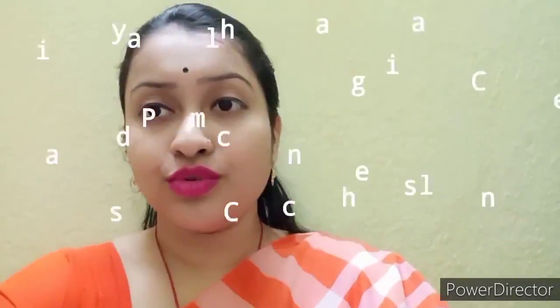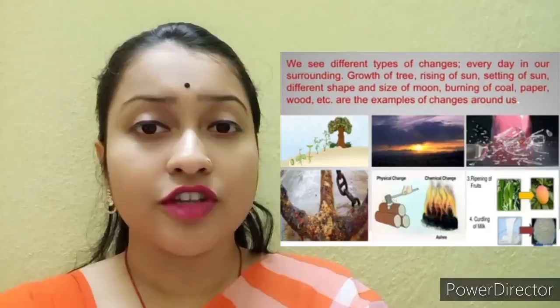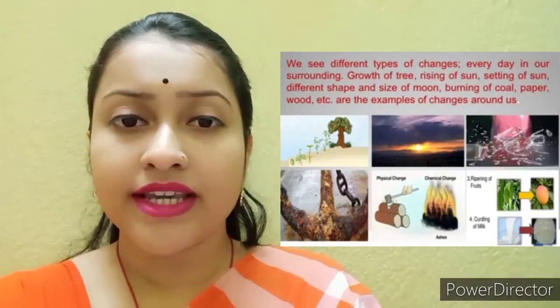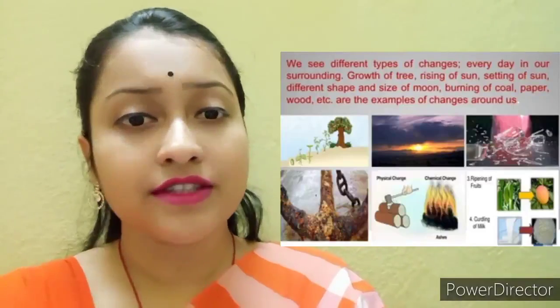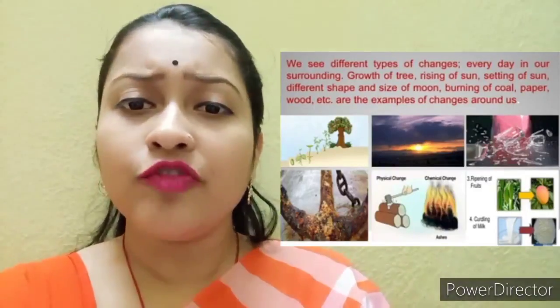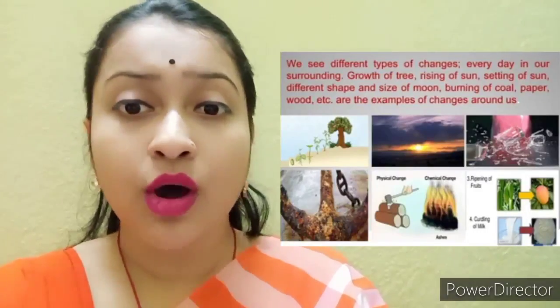Today I will teach you class 7 chemistry chapter number 2, physical and chemical changes. We see different types of changes every day in our surroundings. Growth of a tree, rising of the sun, setting of the sun, different shape and size of the moon, burning of coal, paper, wood, etc. are examples of changes around us.